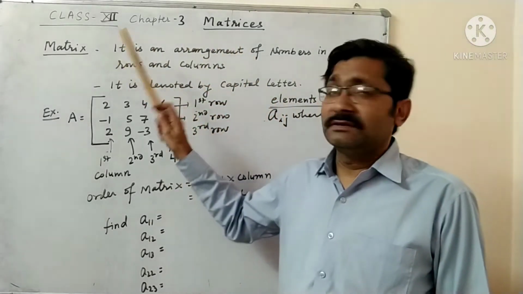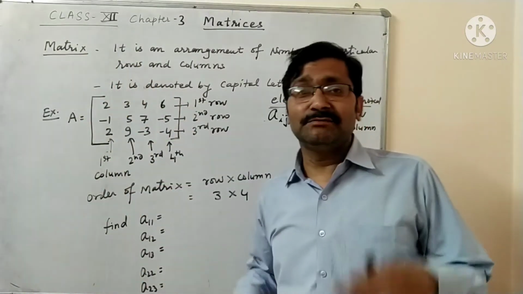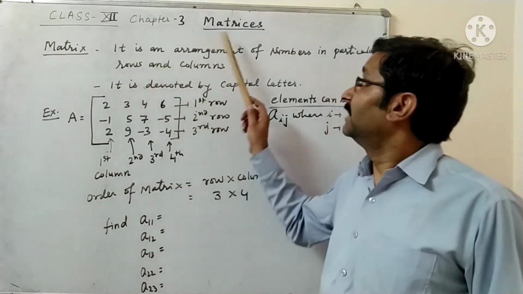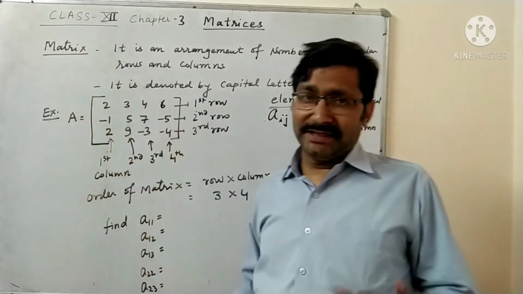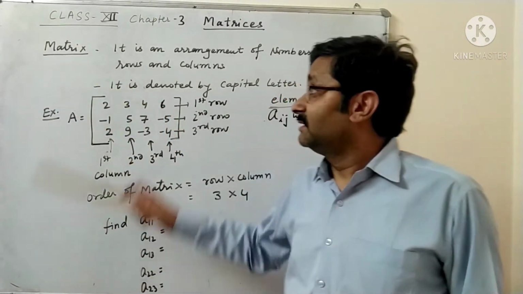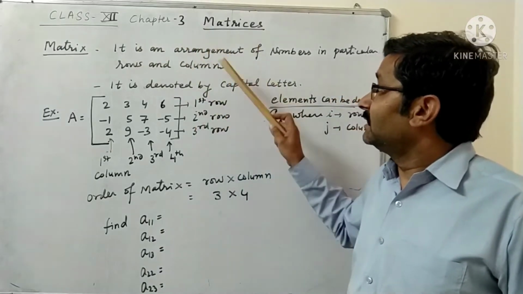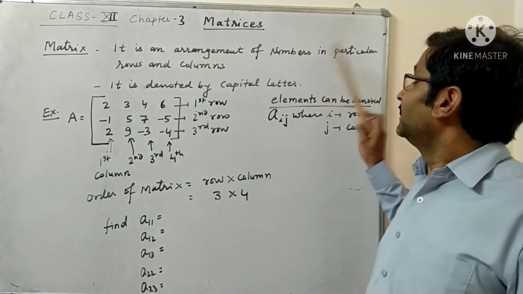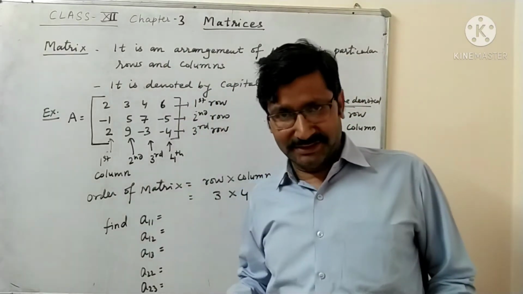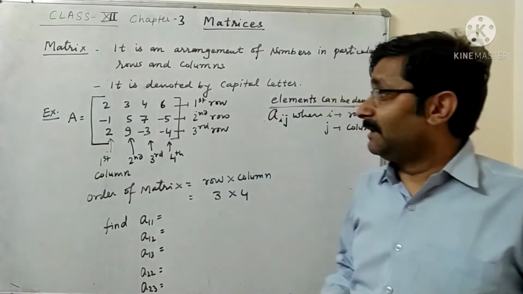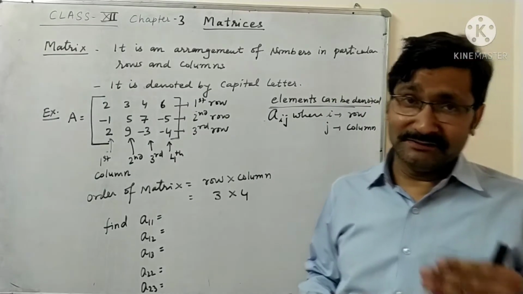And here, what is this? Matrix is a singular word, and matrices is a plural word. So, matrix. What is the matrix? First, we have to understand this. It is an arrangement of numbers in particular rows and columns. Only it is an arrangement. Okay, and how we will do the arrangements and what we will do.